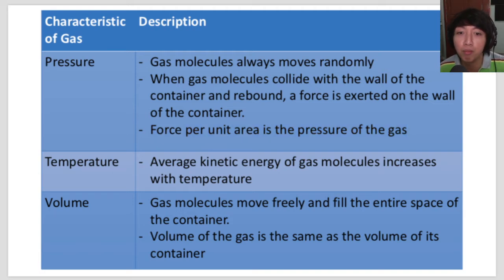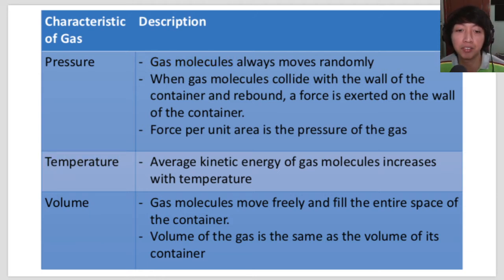Force specifically per unit area. So how much force is being applied per square meter? That is what we call pressure. This is all a review of what you've learned in Form 2. Right? So the reason why pressure exists is because of these gas molecules moving around.